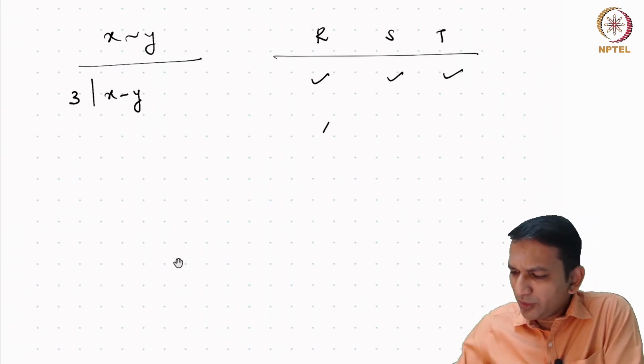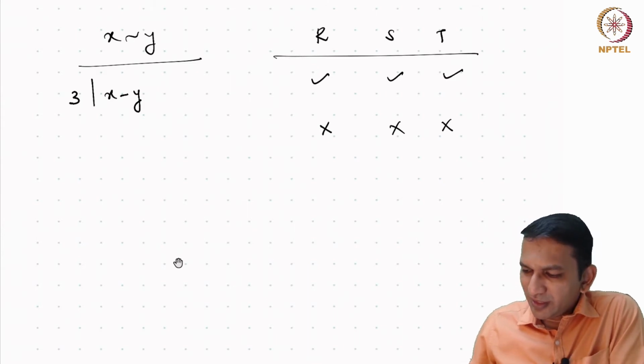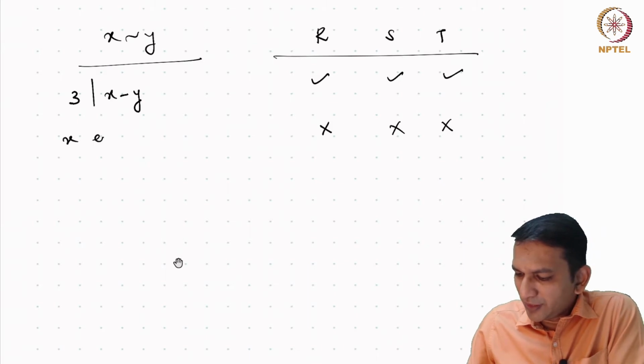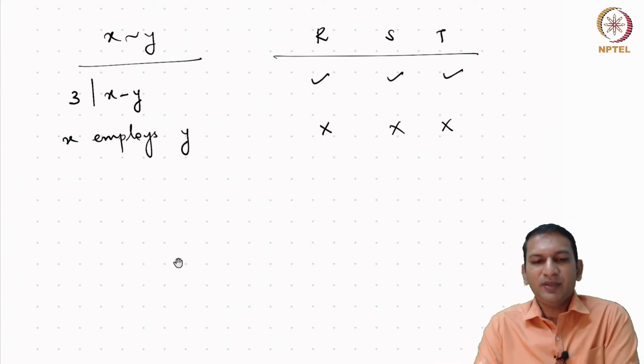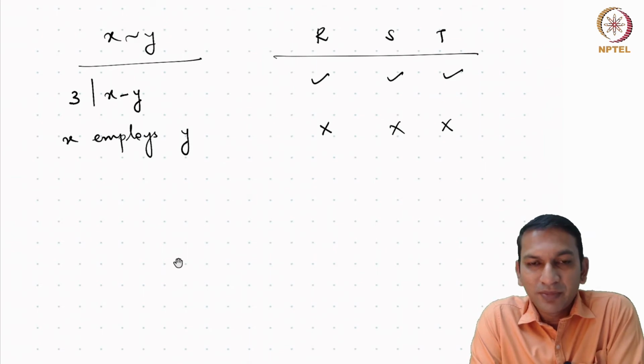Now what about a relation which is none of these? Do we have such a relation? Quite interestingly, think of it like this. x is related to y only if x employs y. Note that not all relations have to be actually over the set of numbers or mathematical in nature.